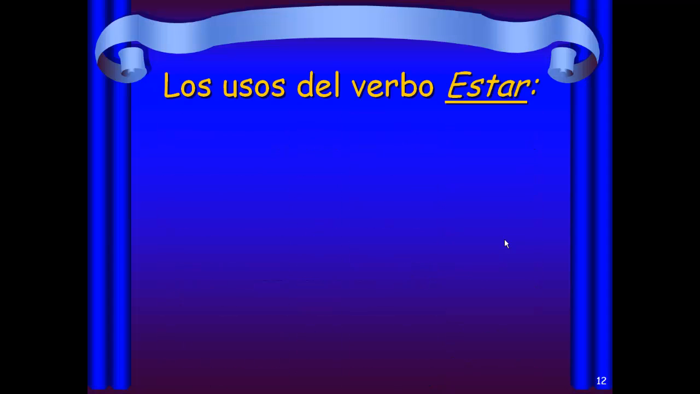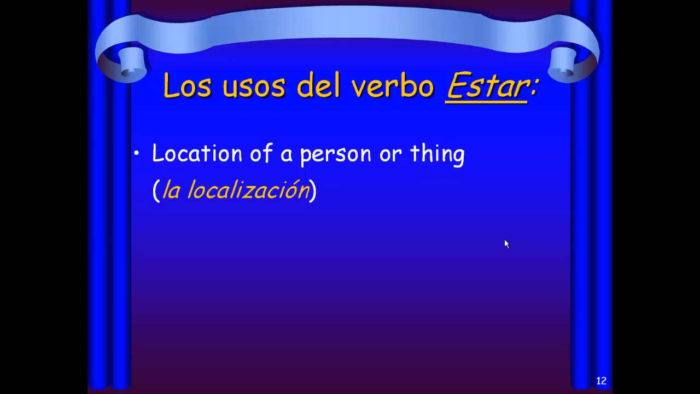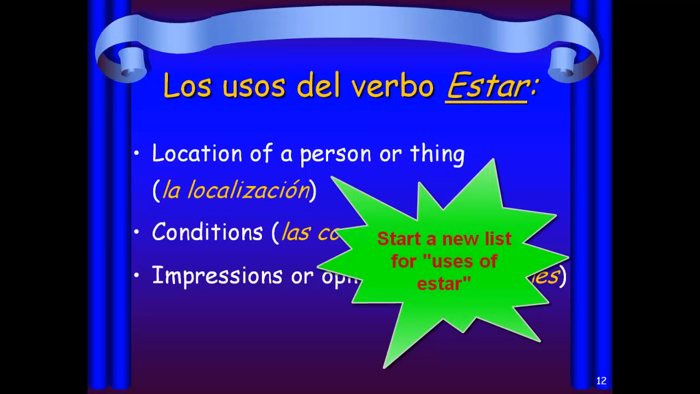Okay, let's switch to estar. Again, I'll give you the overview and then we'll go into detail. Estar is used to talk about things that are a little more changeable. First, where something is located right now. Second, what condition is it in right now? And then any opinions or impressions that you have about the person or the thing, you would probably use estar.